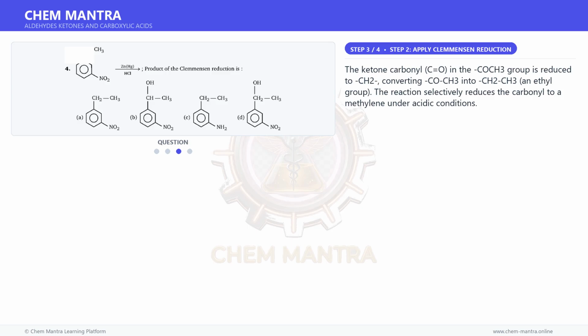Moving on to the next step. The ketone carbonyl, C=O, in the COCH3 group is reduced to CH2, converting COCH3 into CH2CH3, an ethyl group. The reaction selectively reduces the carbonyl to a methylene under acidic conditions.